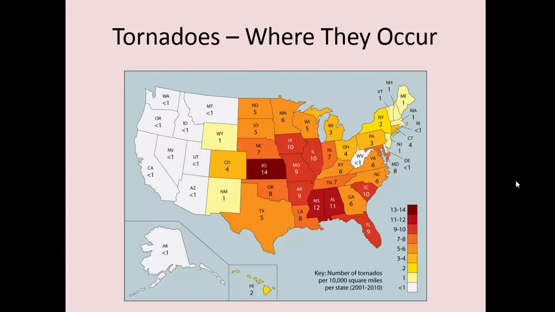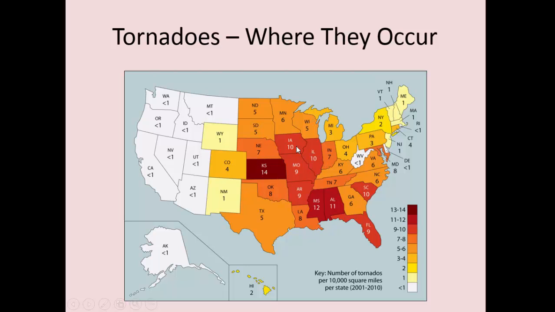Well, it's pretty obvious they occur east of the Rocky Mountains, and further south you go, you tend to get more of them. Ground zero, as it were, for tornadoes. You can see this area here, basically referred to as Tornado Alley. Now, why might that be?